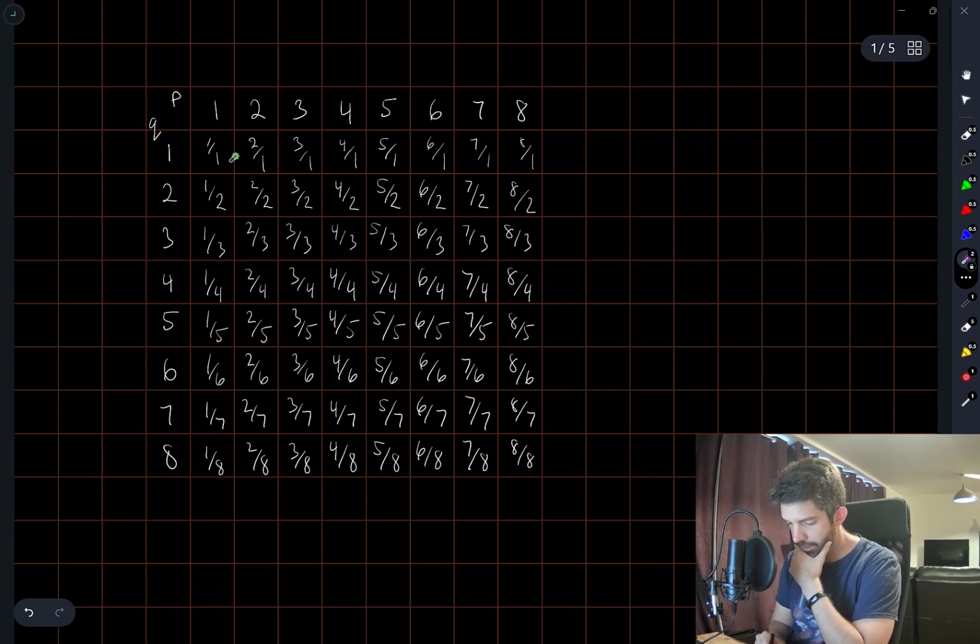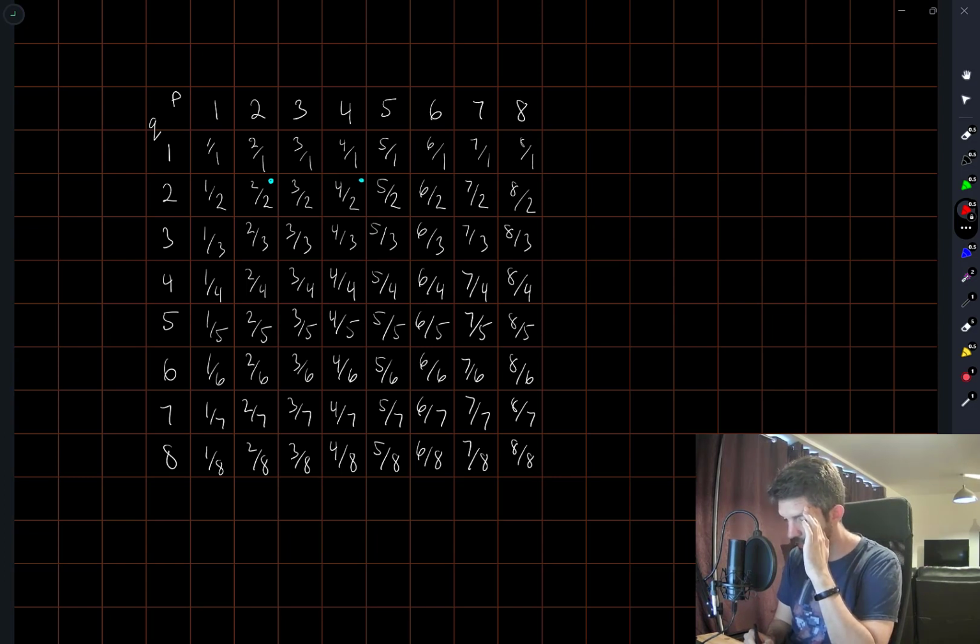So 1 over 1 obviously stays, 2 stays, a half stays, 3 stays, 2 over 2 we would skip, 1 over 3 stays, 4 stays, 3 over 2 stays, 2 over 3, 1 over 4, 5 stays. 4 over 2 is equal to 2, which we already have, so that gets skipped. I have an idea already that's coming out, but I'm going to continue first. 3 over 3 gets skipped. 2 over 4 gets skipped.